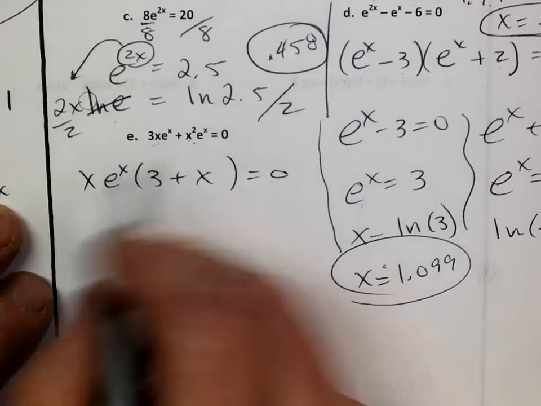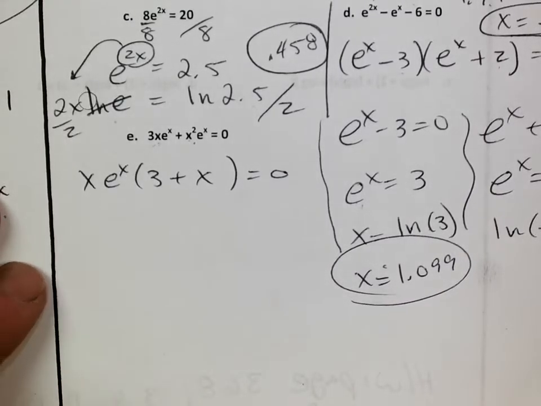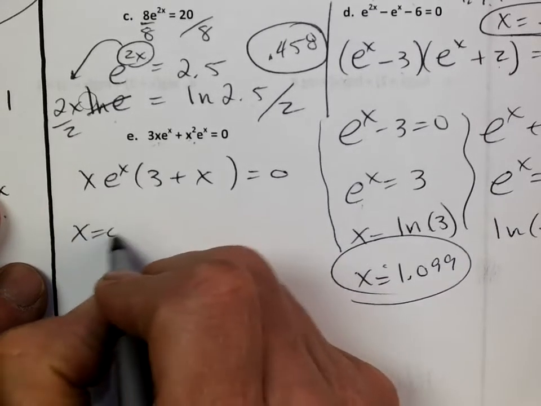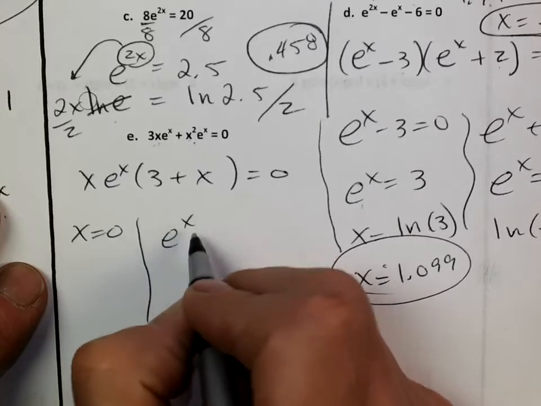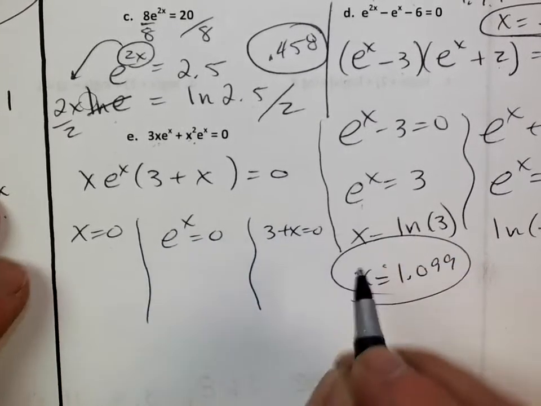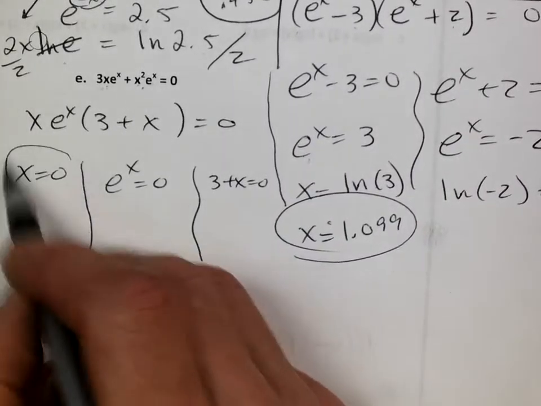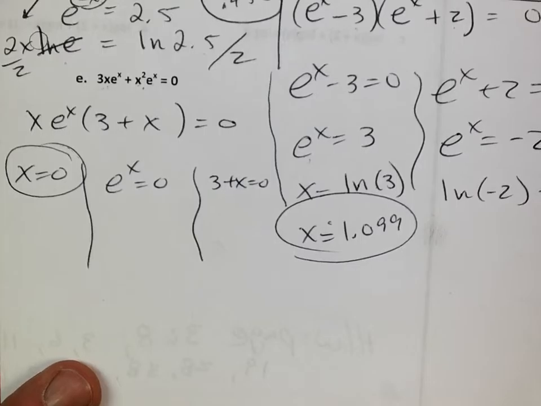So then I'm going to have 3 different possible answers: x equals 0, e to the x equals 0, and 3 plus x equals 0. Okay, so I got 3 parts and 3 different answers. X equals 0, boom, that one's done. I totally agree with that answer because if x is 0, it does turn out to be 0, okay? E to the x equals 0.